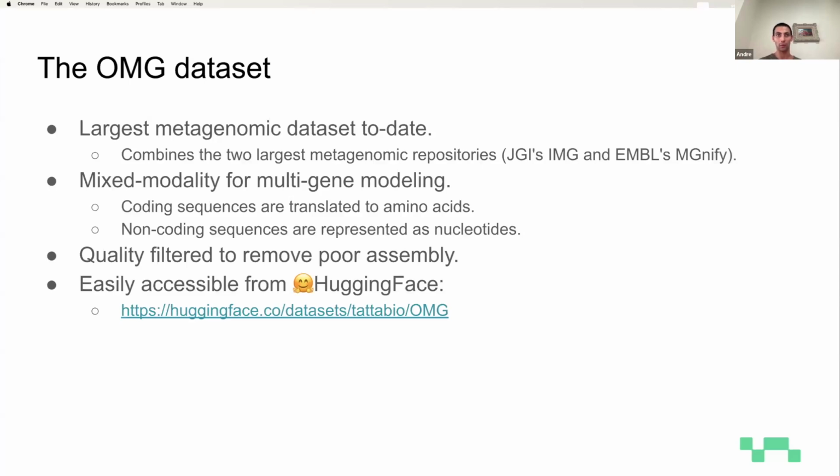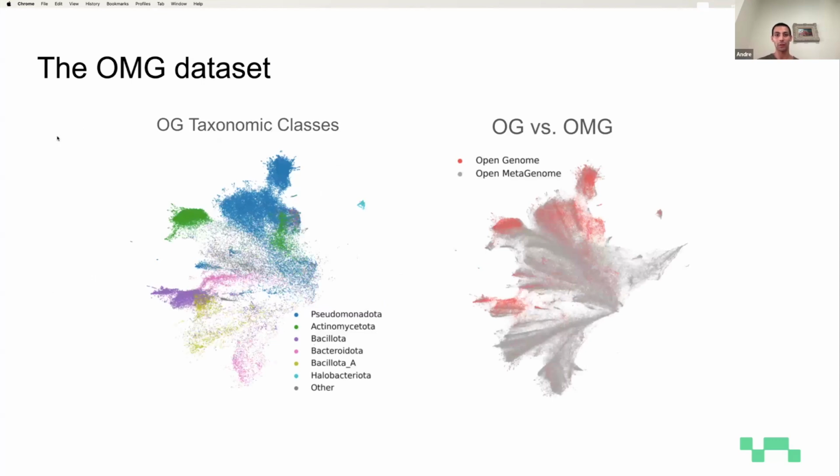And we have quality filtered this data to remove poor assemblies or poor quality data, and we make it easily accessible on Hugging Face. So to visualize this data set, we also release a data set called OG, the Open Genome, which is a subset of OMG that contains taxonomic labels and consists of full genomes.